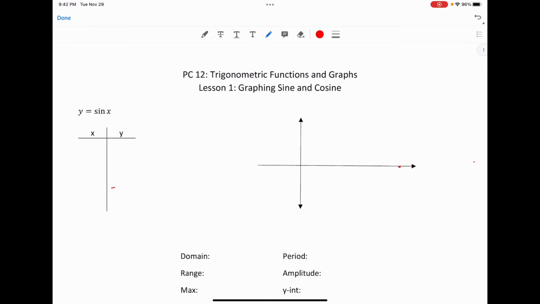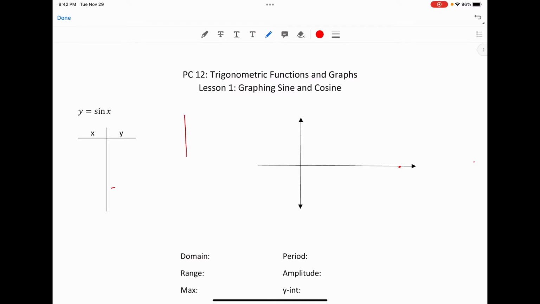Okay, so this is going to be part 1 of lesson 1's notes because they take a little bit longer than the 15 minutes. Okay, so we're going to talk about the sine and cosine functions. So we're going to start off by picking some x values.